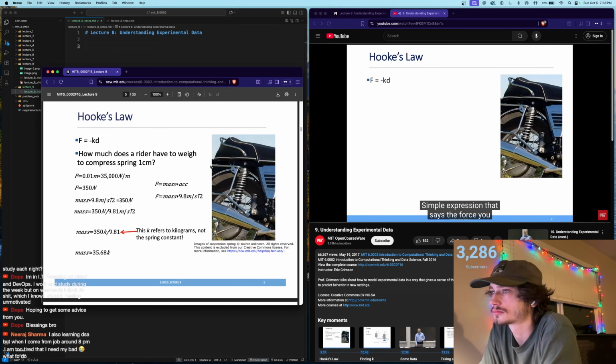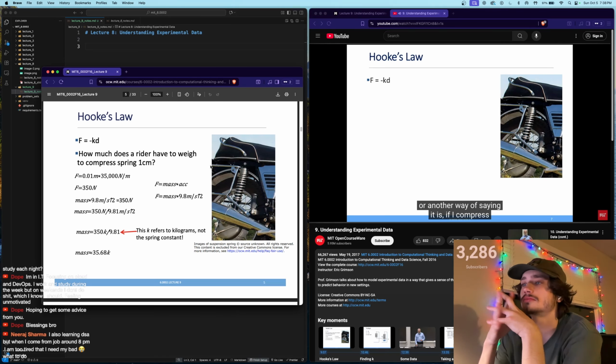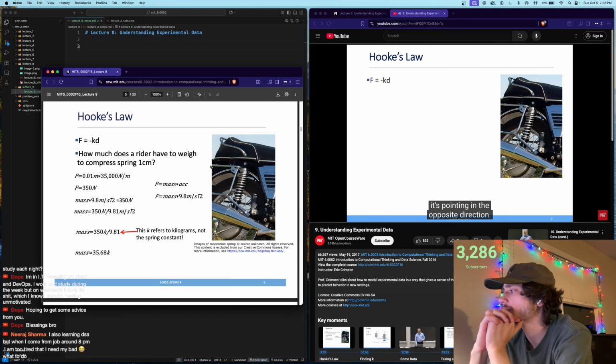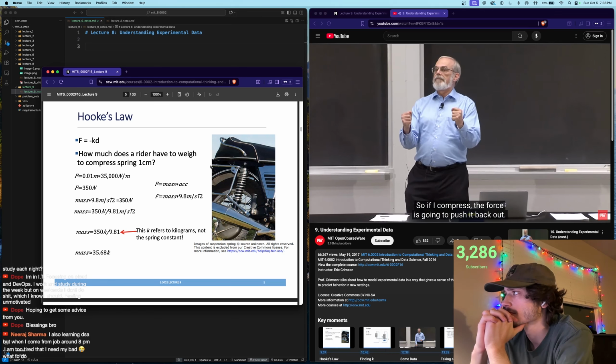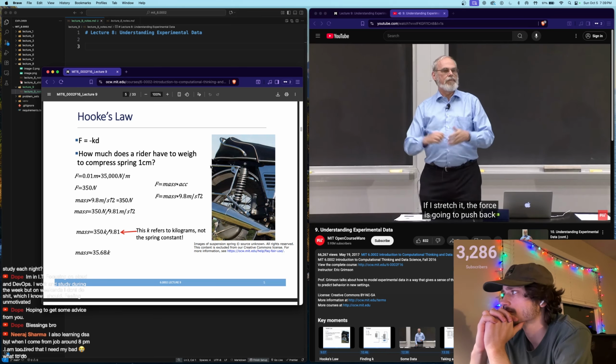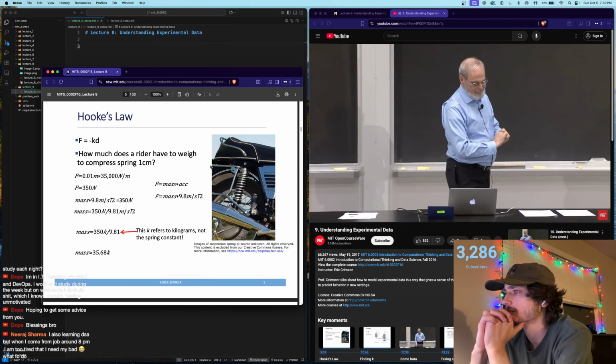It's a simple expression. It says the force you need to compress or stretch a spring is linearly related to the distance d that you've done that compression or stretch. Or another way of saying it is, if I compress a spring some amount, the force that's stored in it is linearly related to that distance. And the negative sign basically says it's pointing in the opposite direction. So if I compress, the force is going to push it back out. If I stretch it, the force is going to push it back to its resting position.